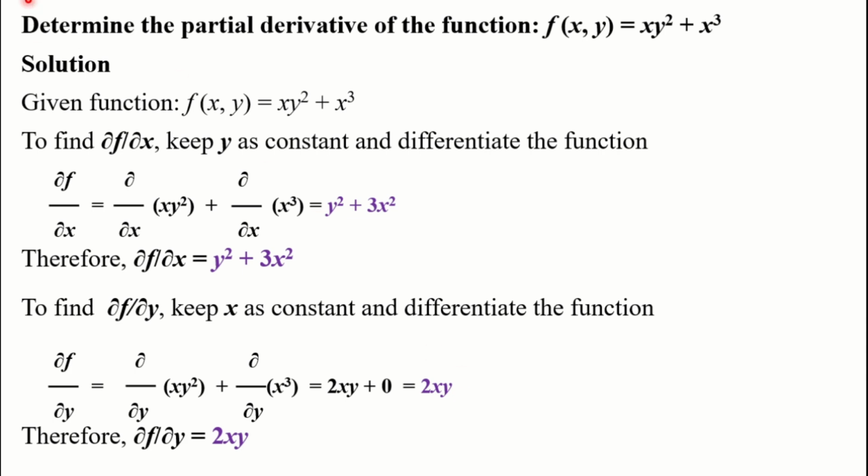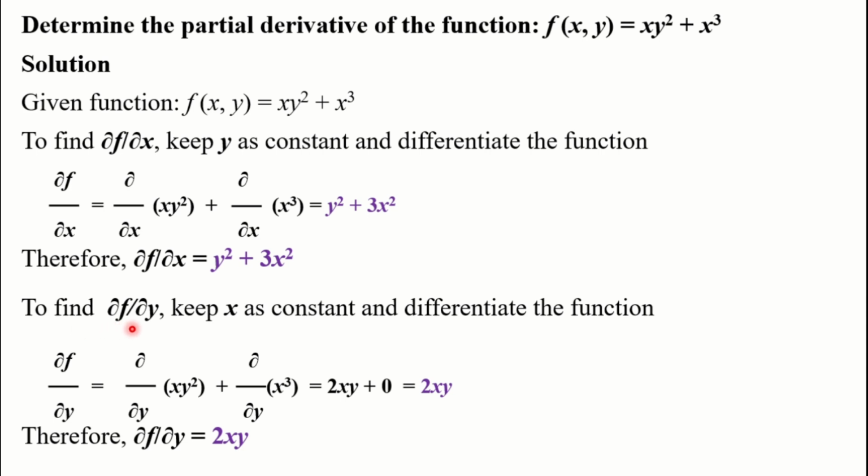Next problem. Determine the partial derivative of the function f of x, y is equal to xy square plus x cube. The given function is xy square plus x cube. First we find the partial derivative with respect to x. Here we keep y as a constant. For xy square, we are finding the partial derivative with respect to x, which means we treat y square as a constant. y square times the partial derivative of x with respect to x, plus the partial derivative of x cube with respect to x, is y square plus 3x square.